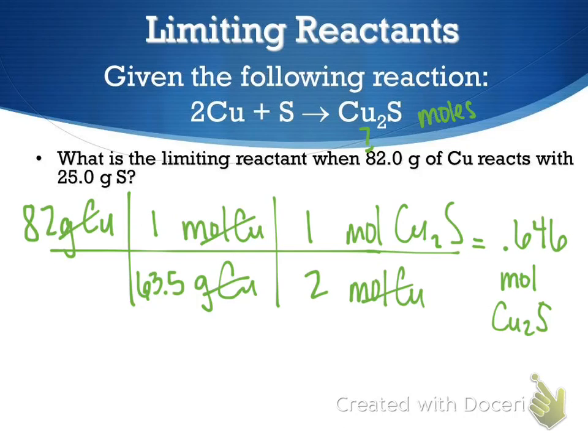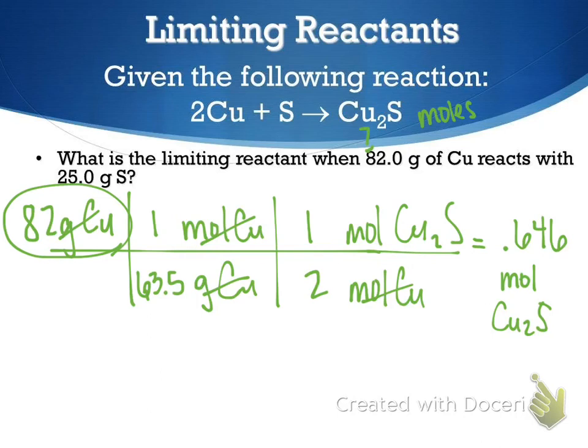Okay, so what this T-chart is telling us is, if we started with 82 grams of copper, we would produce 0.646 moles of copper sulfide. Okay, so right now we haven't answered our question. We've just given ourselves a possibility. So if we used up all 82 grams, we would produce 0.646 moles of copper sulfide. But we haven't answered our question yet because we don't know which of those is going to run out first.